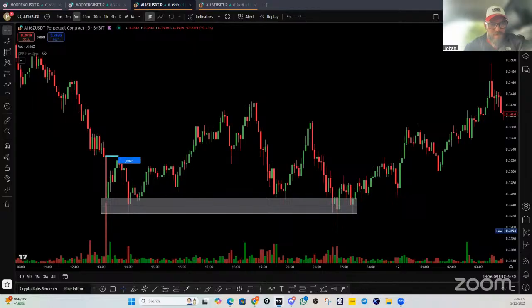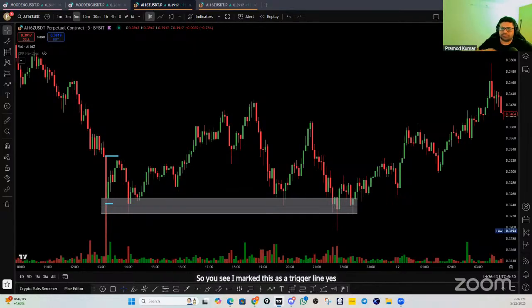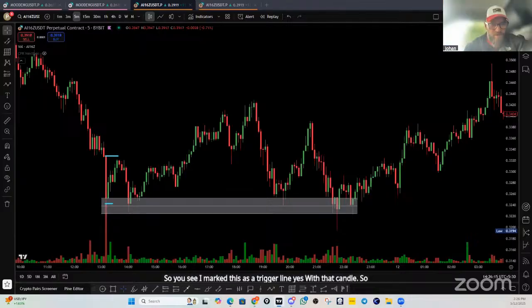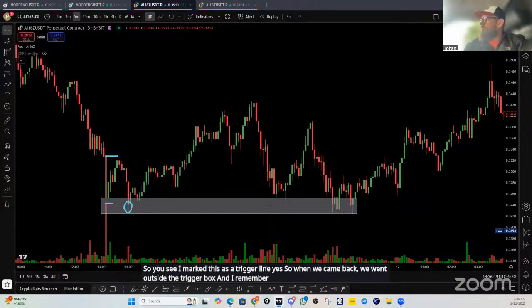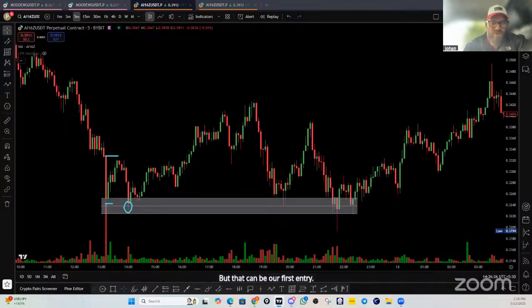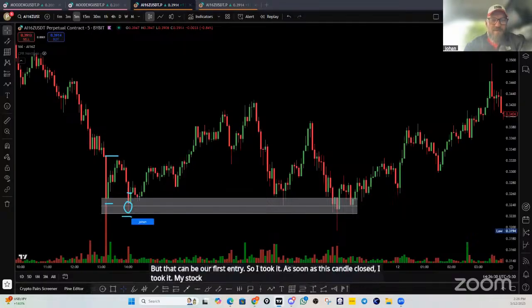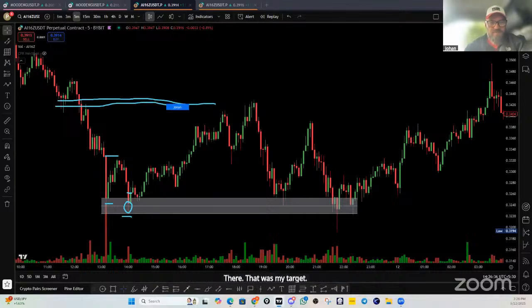So you see I marked this as a trigger line, yes? With that candle. So when we came back, we went outside the trigger box. And I remember you said when it comes back into the box, we can take it from there. Risky, but that can be our first entry. So I took it as soon as this candle closed. My stop loss was below there, and my target was here, there.